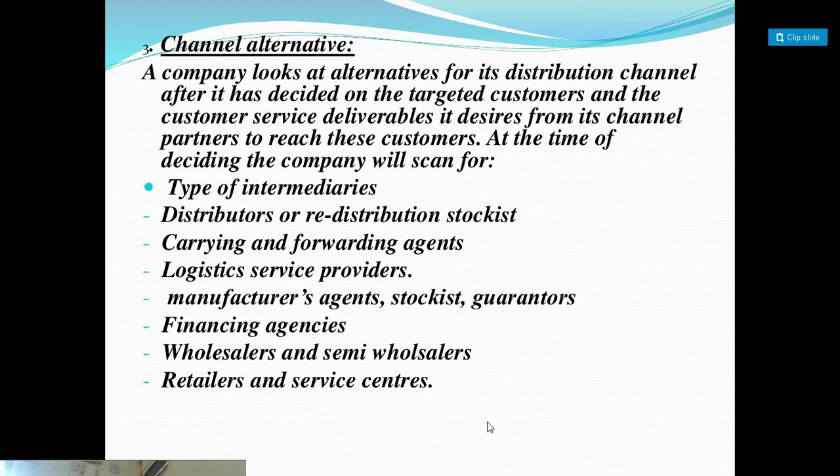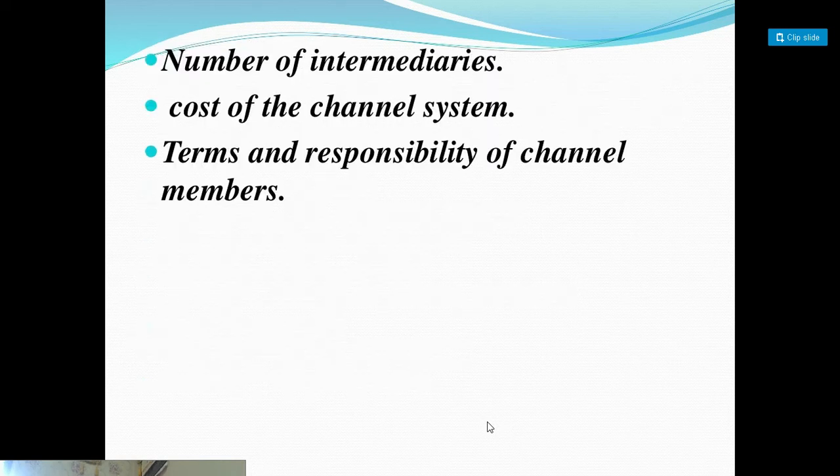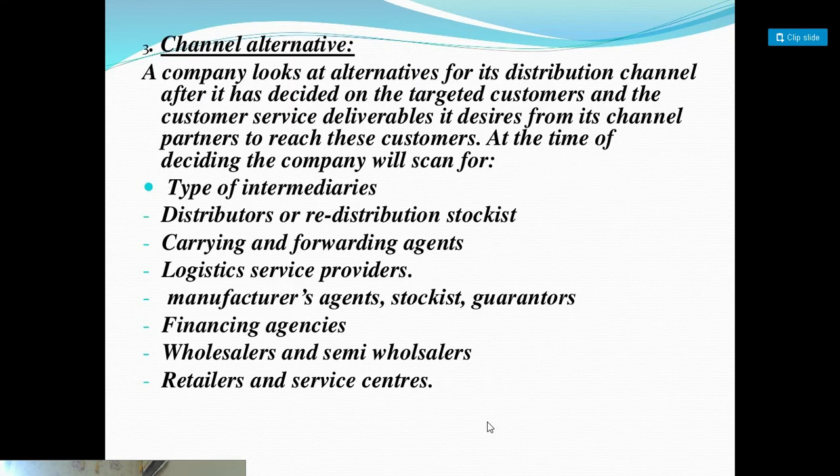The types of intermediaries are distributors, resellers, wholesalers, carrying and forwarding agents, logistics service providers, manufacturers' agents, guarantors, brokers and financial agencies, wholesalers and semi-wholesalers, retailers and service centers. Sometimes the distributors themselves are involved here. These are the alternative channels of channel design. Next, number of intermediaries, cost of the channel system, terms and responsibility of the channel members. All these things are the alternatives of the channel design.